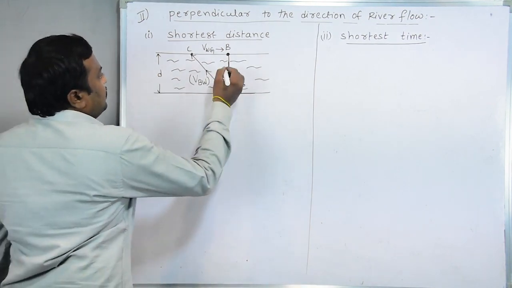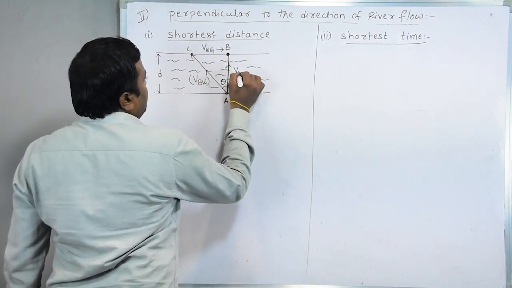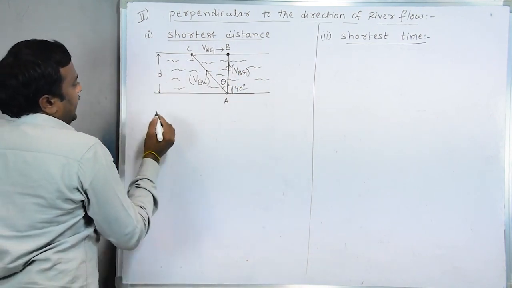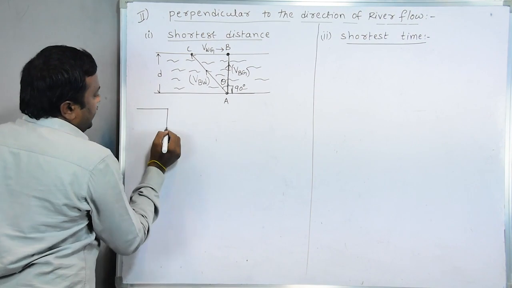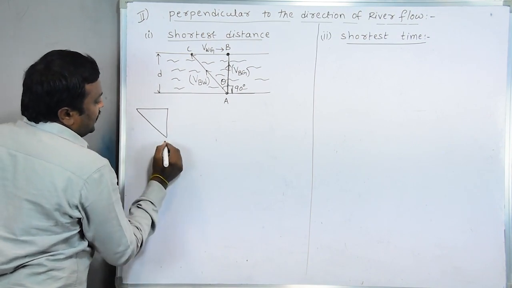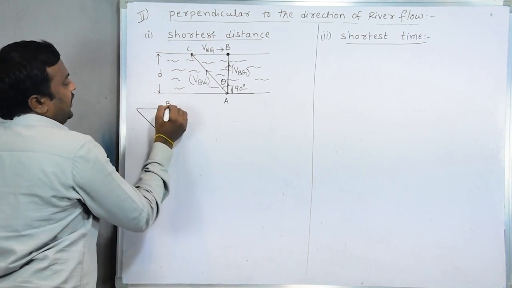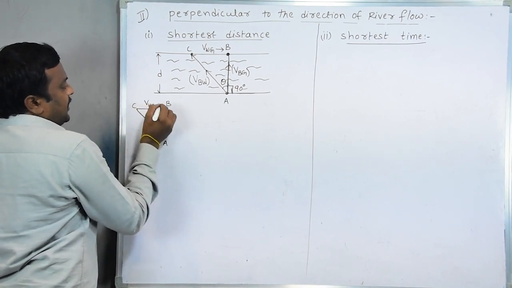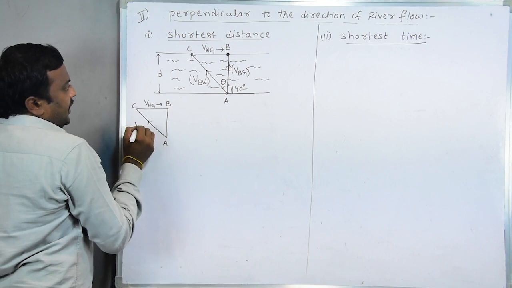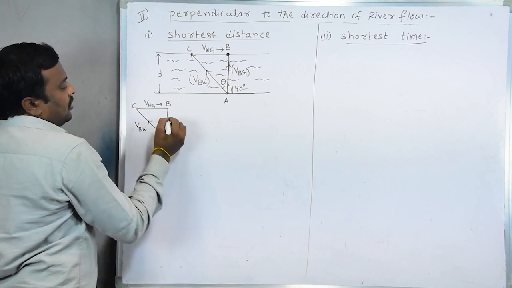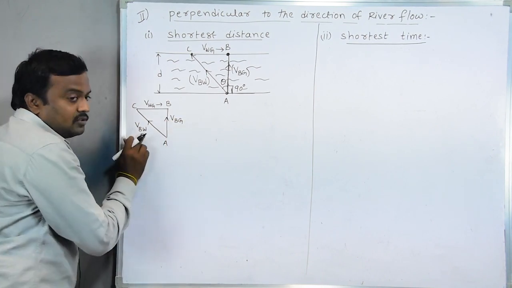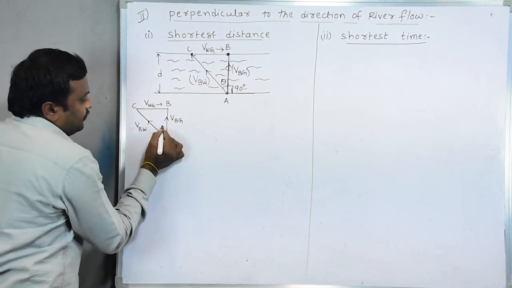So very simply, we should find this, which is nothing but the velocity of boat with respect to ground. From that, we draw a triangle like this: this is A, this is B, this is C. This is the velocity of water with respect to ground. This is the velocity of boat with respect to ground. And this is the velocity of boat with respect to water, with angle theta.